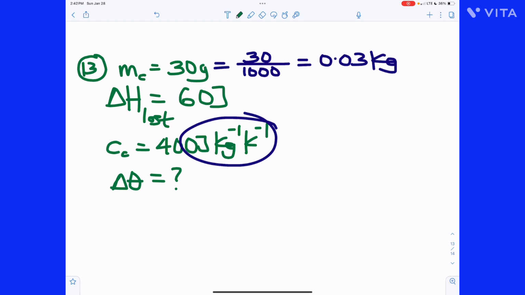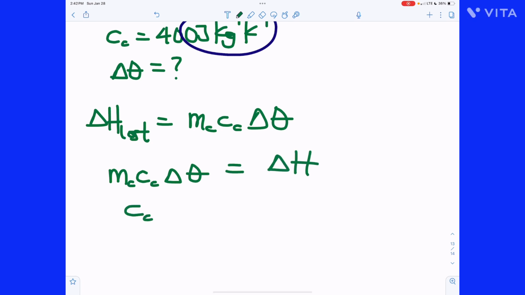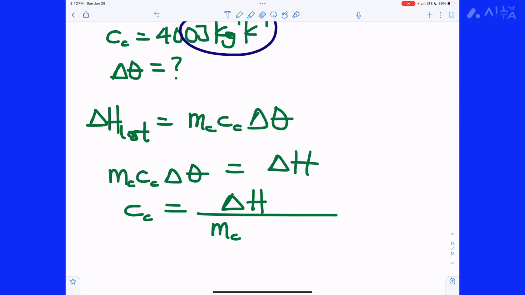You understand? Remember, heat lost is mass of copper times specific heat capacity of copper times delta theta. So if you rearrange, mass of copper times specific heat capacity of copper times delta theta is delta H. So specific heat capacity of copper is delta H, heat lost, over mass of copper. No, we are looking for change in temperature.